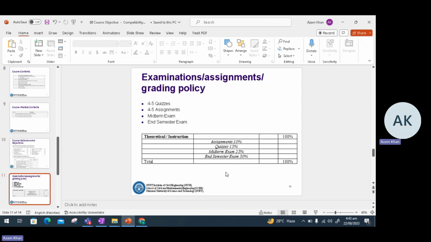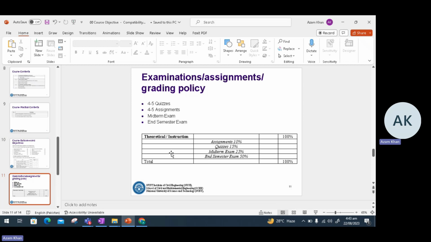Now the grading policy is shown on the screen. The assignments will carry 10% of the marks, quizzes 15%, midterm 25%, and end semester exam 50%. So altogether they will make 100% of the marks. Please make sure that you try to achieve maximum in all these items. I will take 4 to 5 quizzes, give you 4 to 5 assignments. And beside this, you will have a midterm exam and an end semester exam.